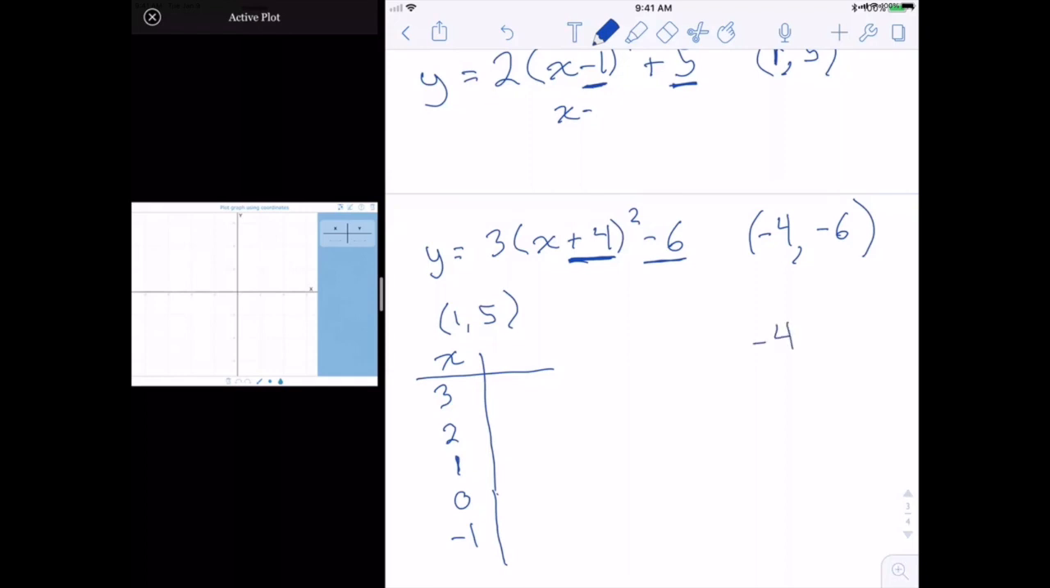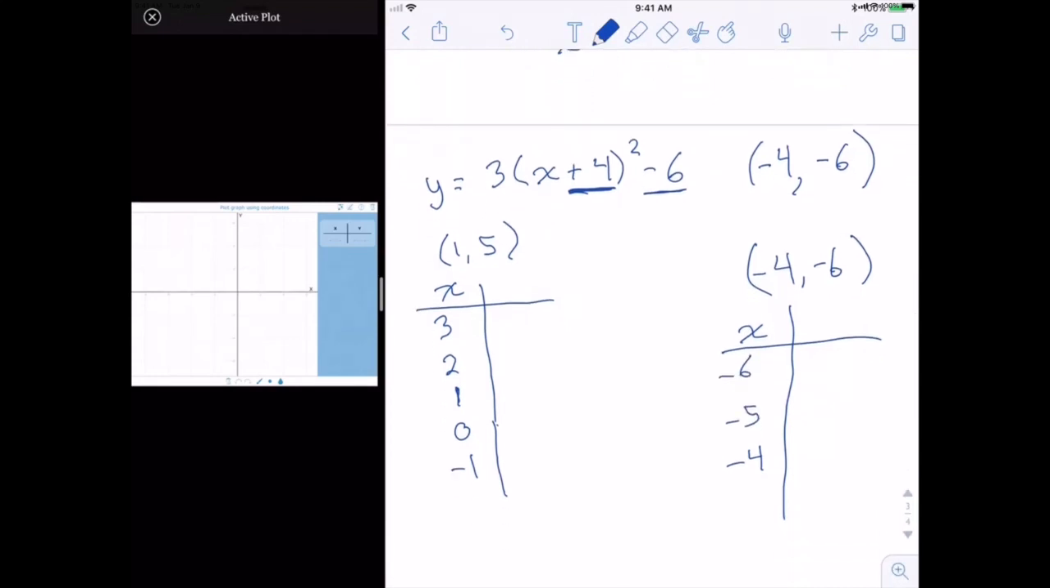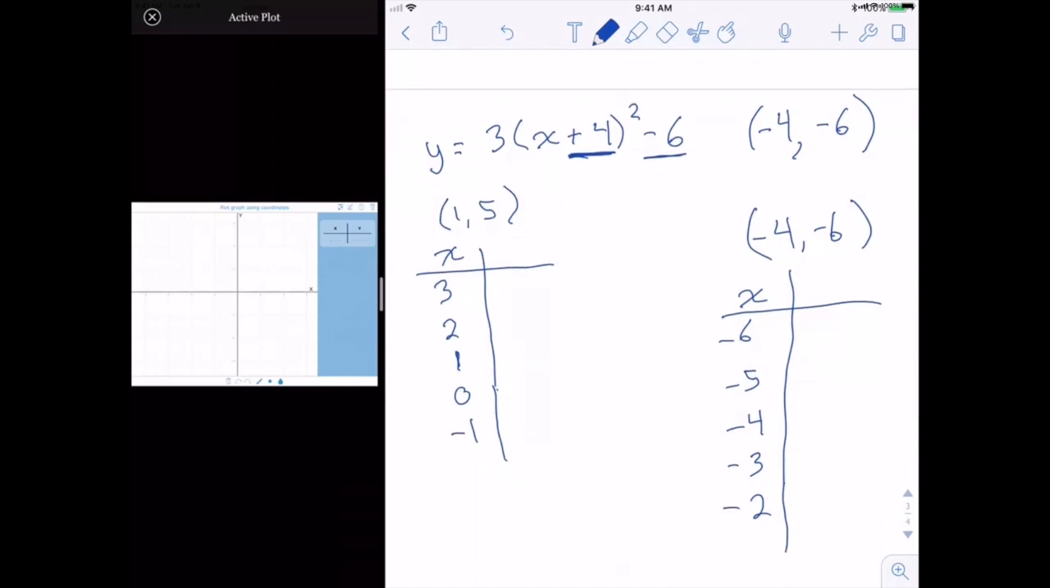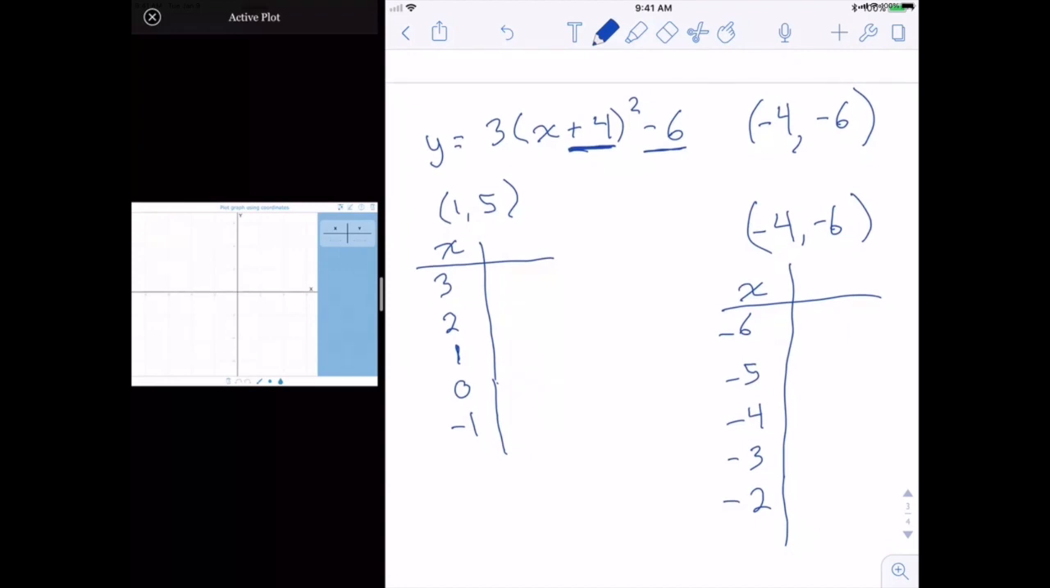If I was making a table of values and my vertex was negative 4, negative 6, I'm going to use that negative 4 again for my table. That's the vertex, that's the center. And then I would go 2 up and 2 down from that. In the next video, I'll actually solve for the y for these and show you the importance of using BEDMAS. Thank you very much.